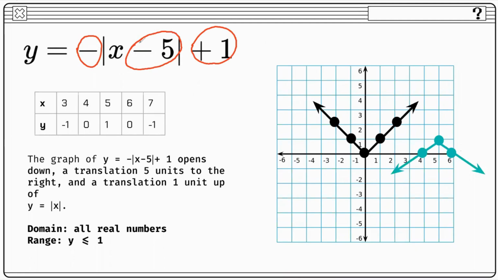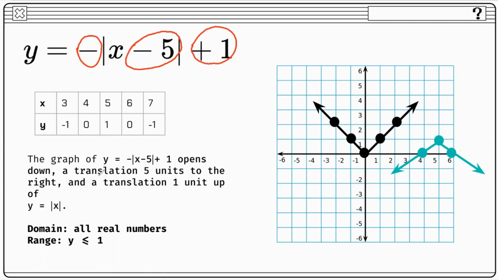Remember that whenever you're adding or subtracting a value within your absolute value signs, it's going to be a horizontal translation either to the left or to the right. And when you're adding or subtracting a value outside of your absolute value signs, it's going to be a vertical translation, either 1 unit up or 1 unit down, depending on the sign. And so we know that it's going to be a translation 5 units to the right, a translation 1 unit up of y equals absolute value x.